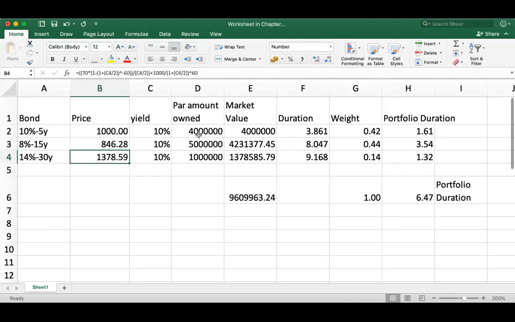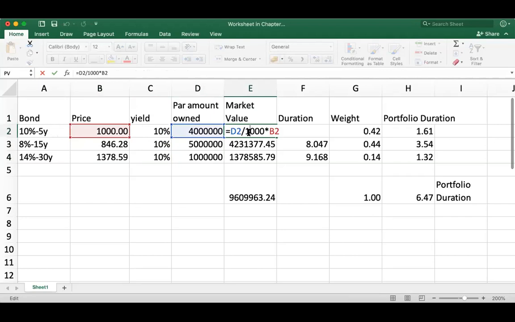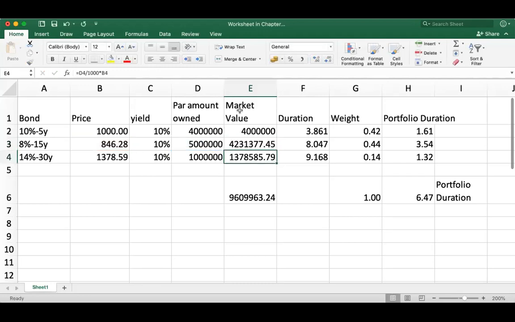The par amount owned for each of these bonds is 4 million, 5 million, and 1 million. The market value based on the par amount invested and the prices is 4 million. So how I calculated the market value is the par amount divided by 1000, the face value, and multiplied by the current price, right? So here you can see the amount invested divided by the par value 1000 multiplied by the current price, right? And these are the market values, and this is the duration given.